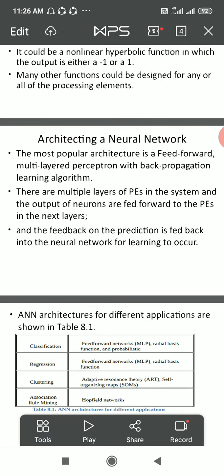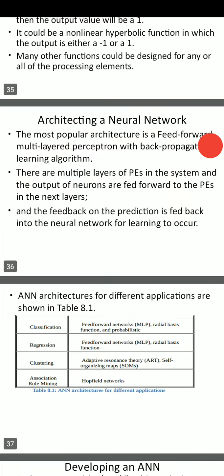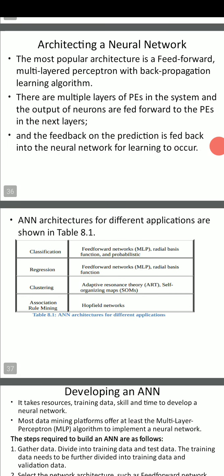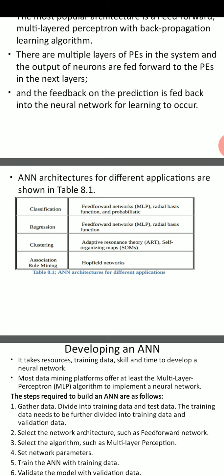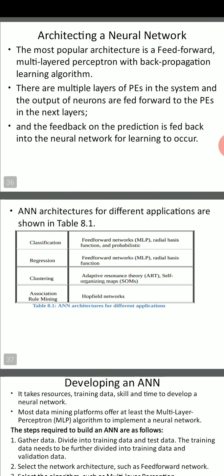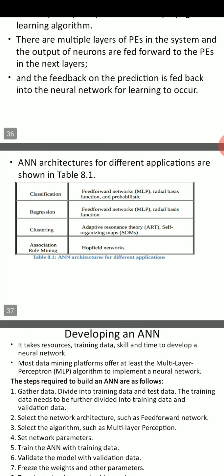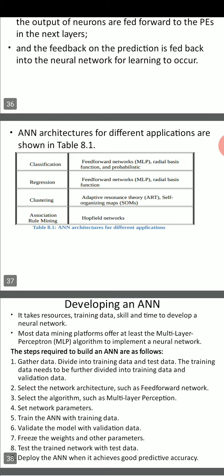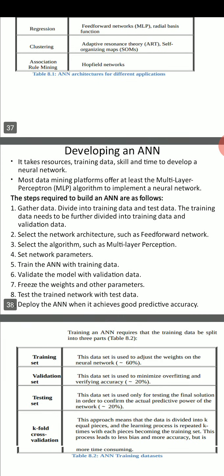The most popular architecture is a feed forward multi-layered perceptron with a back propagation learning algorithm, which is learned prior. So there are multiple layers in the system, and the output of neurons is fed forward to the neurons in the next layer, and the feedback on the prediction is fed back. So these are used especially for predictive data analytics also.